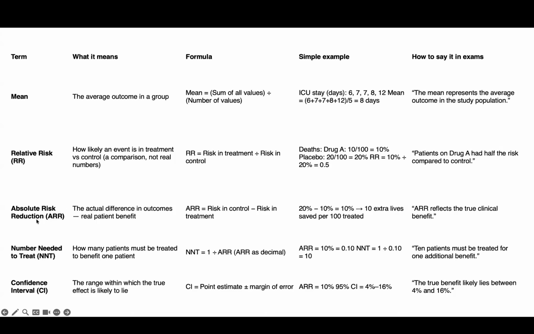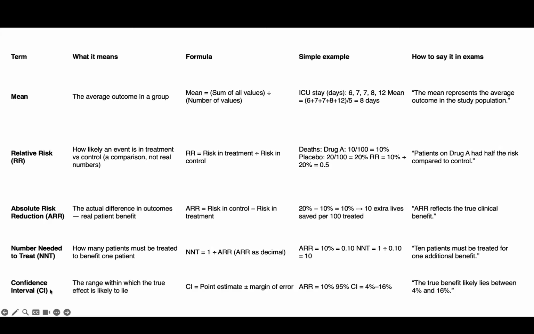Whereas the absolute risk reduction is the actual difference in outcomes. That is the real patient benefit. So ARR is equal to the risk in control minus the risk in the treatment. So 20 minus 10 is equal to 10%. That is 10 extra lives saved per 100 treated. So ARR reflects the true clinical benefit. So that is one thing you need to keep in mind. Then coming to the number needed to treat, the formula for this is one thing you need to keep in mind. It is 1 by the absolute risk reduction.